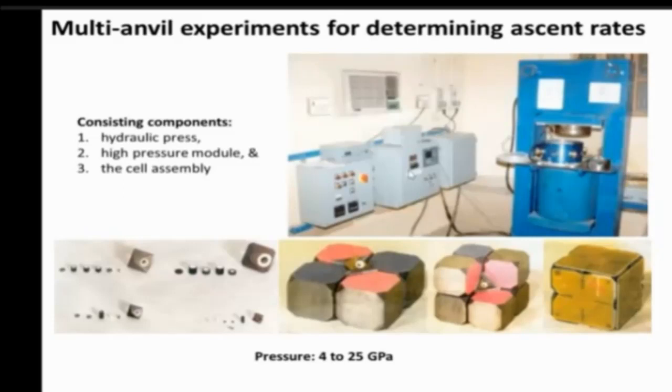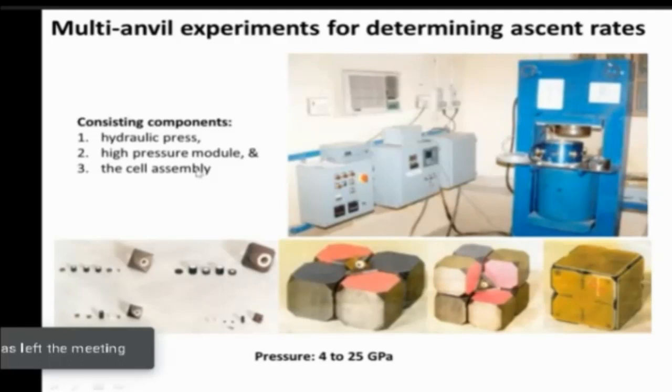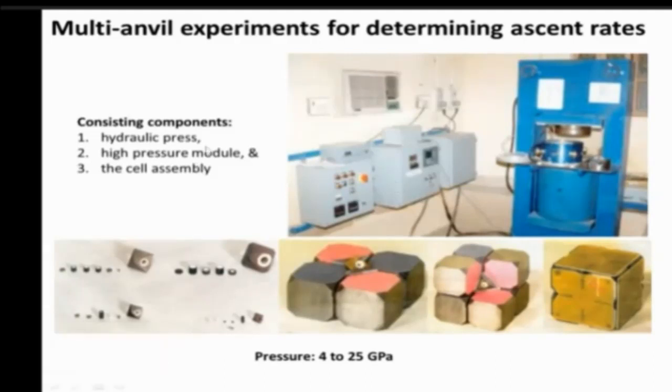Reaching high temperature is not a big deal; it is quite easy. But attaining high pressure depends on what kind of anvils we are using, the strength of the anvils, and what kind of support we give to the pressure module. Anyway, I will not go much into detail. This particular device consists of three important parts. One is the hydraulic press, the bright blue-green part you can see. The other is the pressure module and the sample assembly.